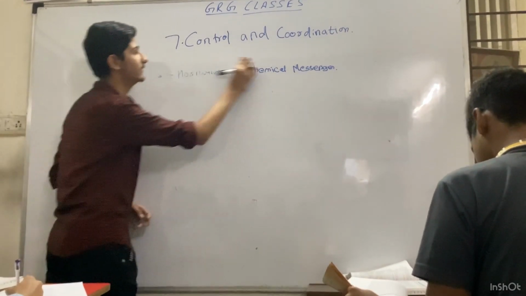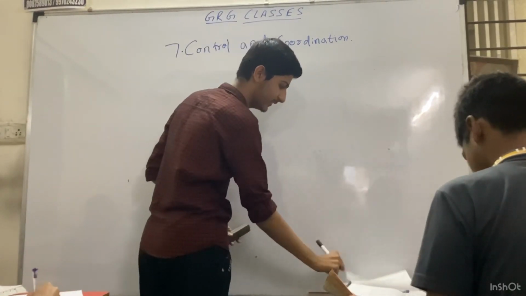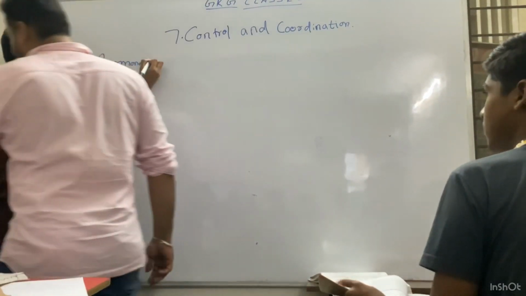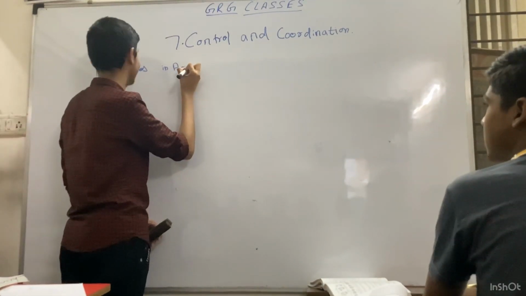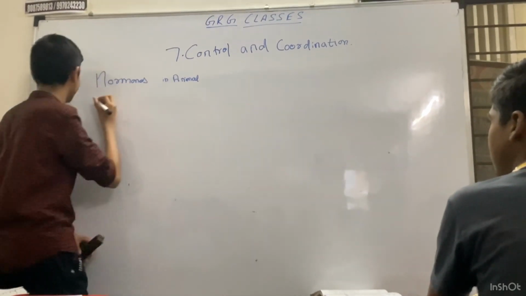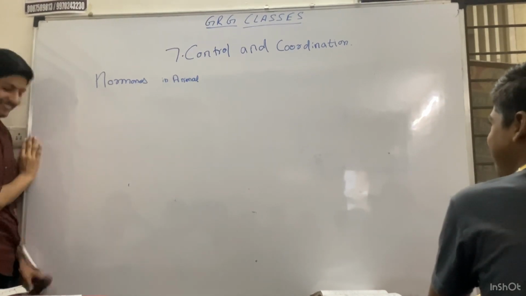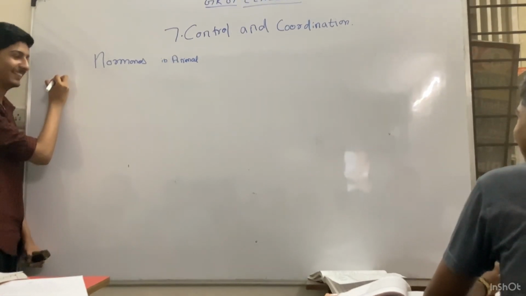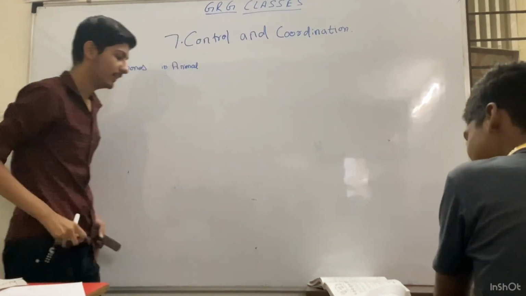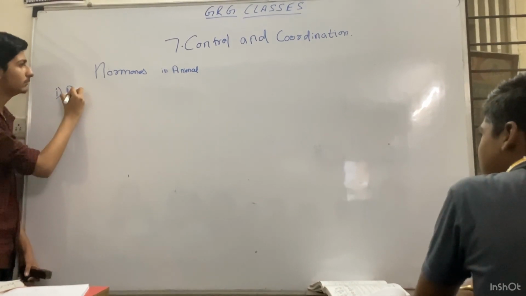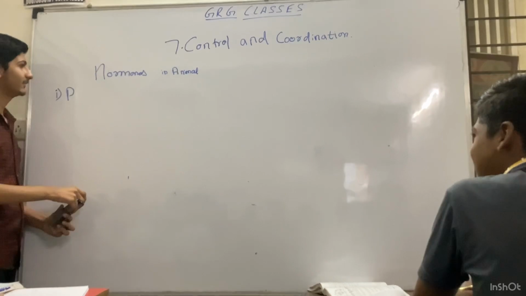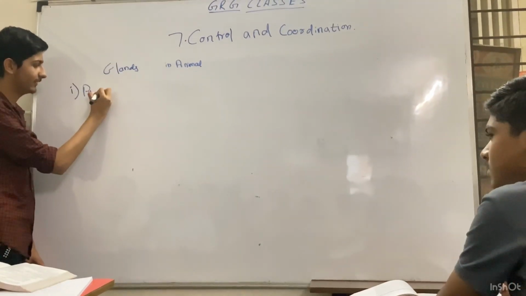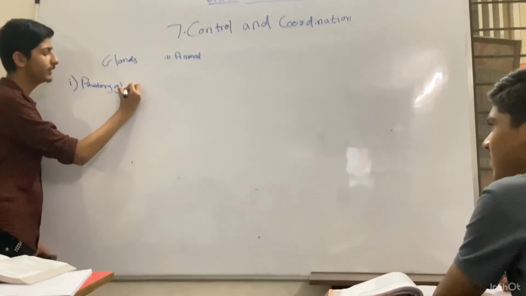Now we will learn about hormones in animals. The first gland in animals is the pituitary gland. It is also known as the master gland.